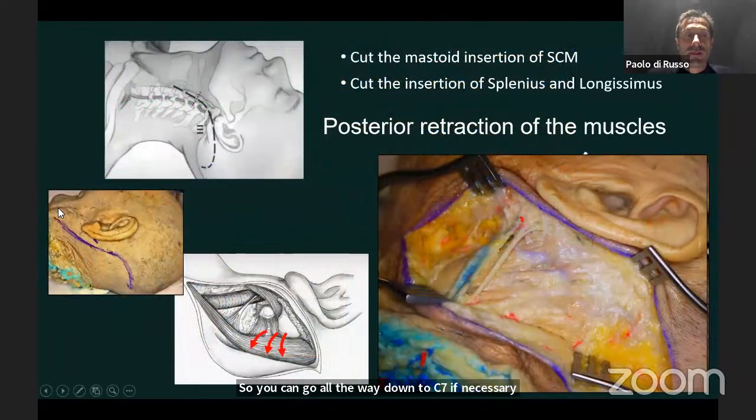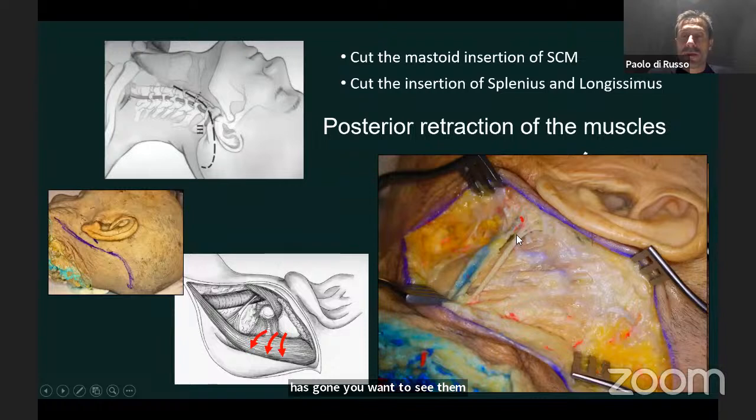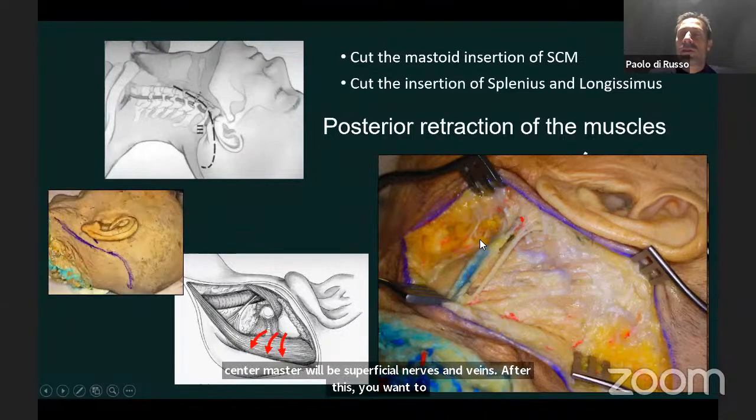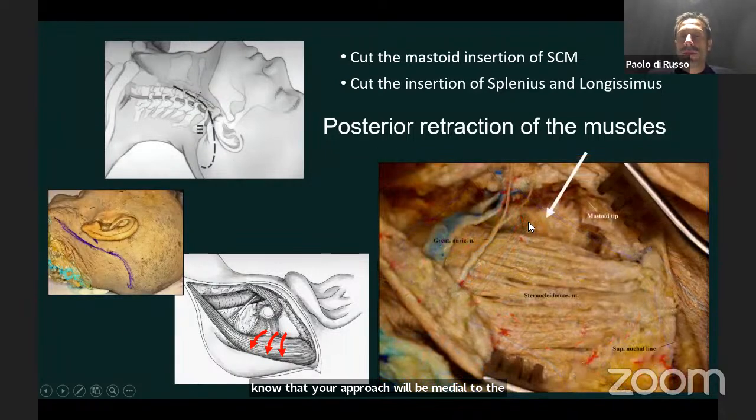So after the skin incision, you can see here on the cadaver, you want to identify the superficial layers. After the platysma has gone, you want to see the sternocleidomastoideum muscle with superficial nerves and veins. After this, you want to know that your approach will be medial to the sternocleidomastoideum muscle, so you want to detach it and push it posteriorly. This is a clearer view of the sternocleidomastoideum muscle, and this is where your approach will be.